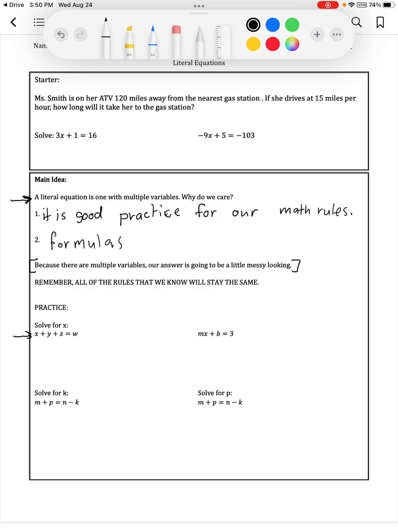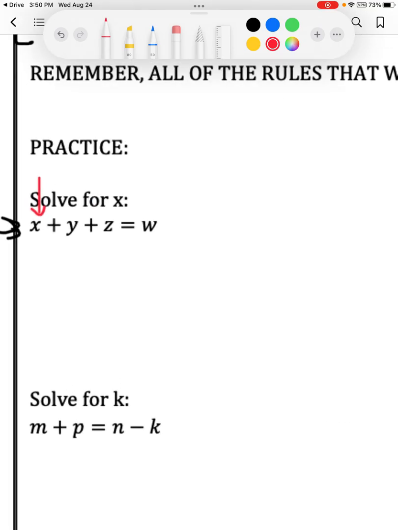We have x plus y plus z is equal to w. Do we know what those variables stand for? We don't. And it doesn't really matter. We are being asked to solve for x. So all that we really care is that we get the x by itself. So what is our goal? To get the x by itself.